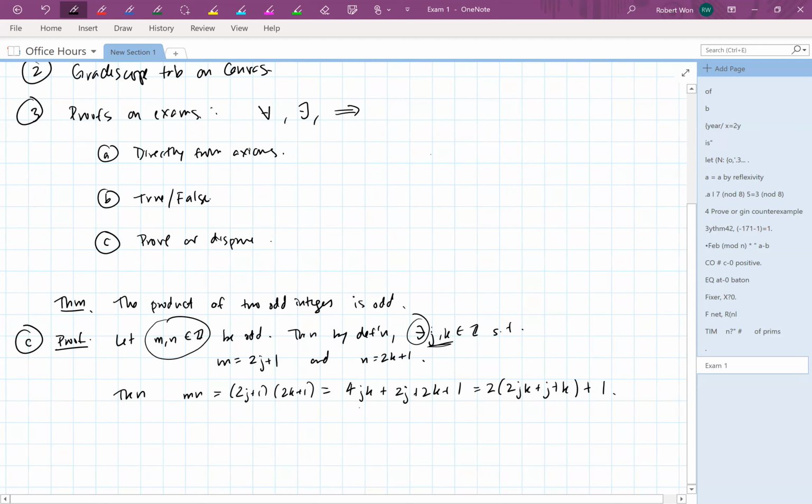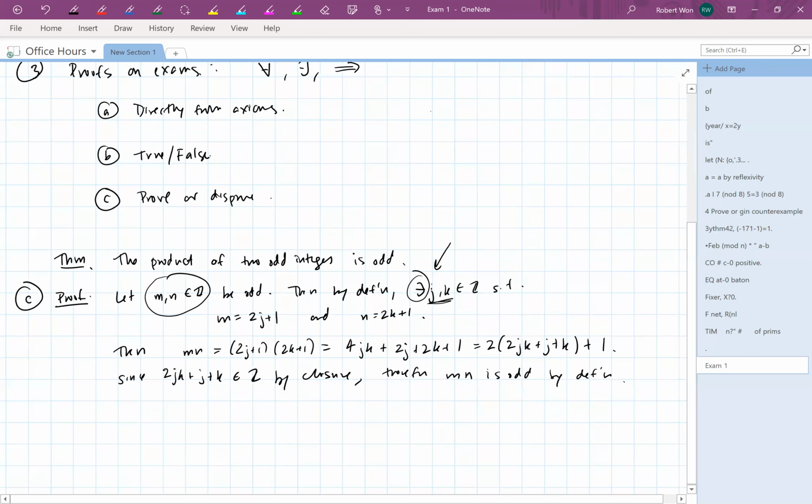Okay, now I want to say that mn is odd, but now I do need to check that this number is an integer, because if that number is not an integer, then I can't use the definition of odd. But all this takes is just, since 2jk plus j plus k is an integer by closure, therefore mn is odd by definition. Okay, so it's pretty brief. I've used not very many words, but enough words to make the complete sentences. I've used symbols, but I've quantified every variable and I've explained every step.